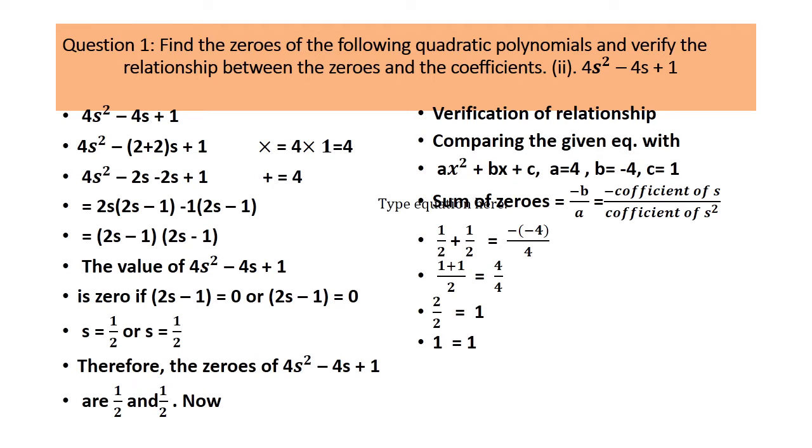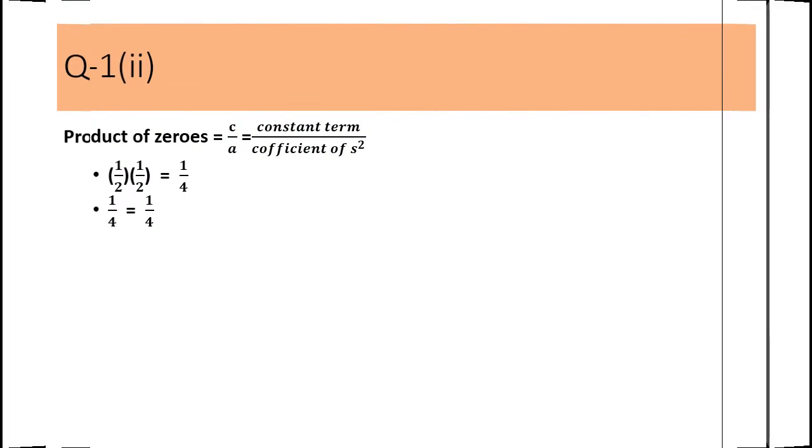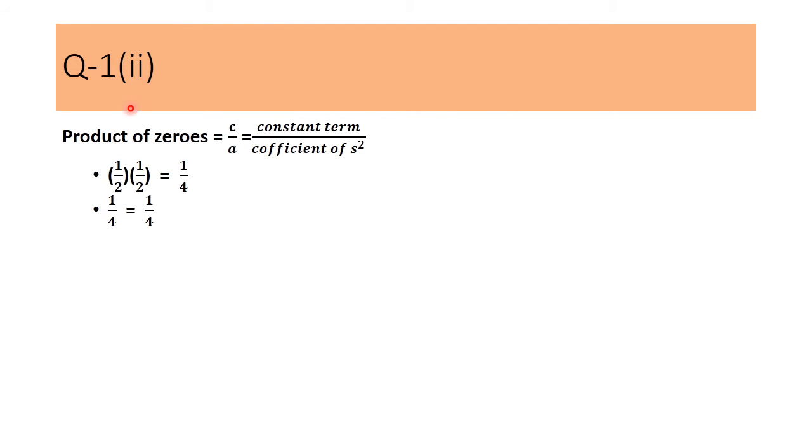Now the second part, product of zeros, c upon a, constant term upon coefficient of s square. So the zeros are 1 upon 2 into 1 upon 2. This is 1 upon 4. C is 1 and A is 4. So these two sides are also equal. This is how we will verify the result.